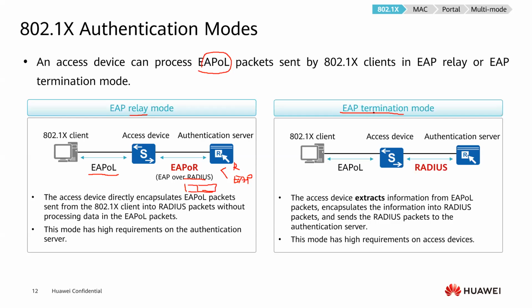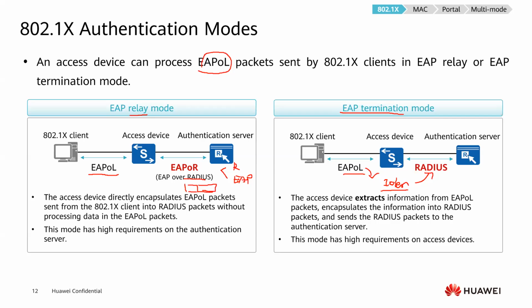Termination means the access device is the end of the EAP over LAN packet. So when the access device receives this packet, it will just get the identity of the client from it, and then encapsulate this information into a normal RADIUS packet, and send it to the authentication server.